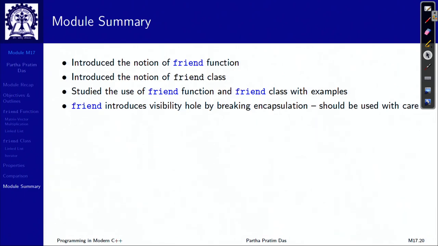And just remember that friend introduces a visibility hole by breaking the encapsulation. It must be used with care, and that is another point that most of the time interviewers would like to know: that if it does so, then why do you still have friend, or do you use friend in such a situation, and so on. You have to study and give a response in a very judicious manner.